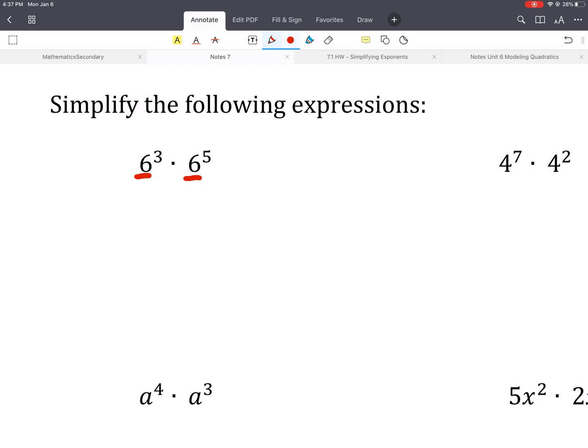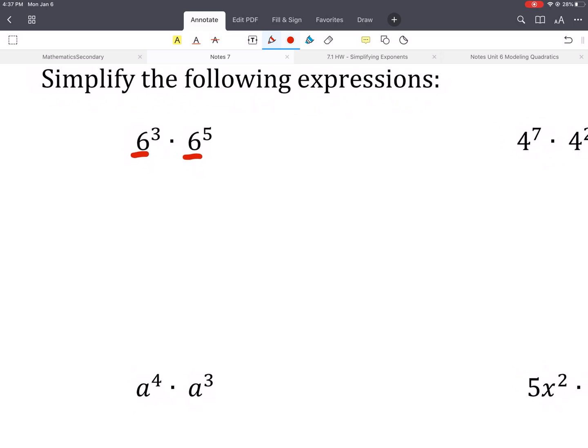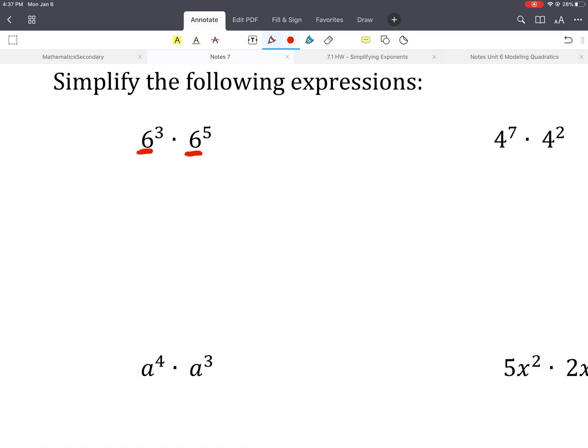All right, so we're going to start by expanding these expressions and see what we end up getting. So 6 to the third, well, that's just 6 times 6 times 6. And then we're going to multiply that by 6 to the fifth. So that would be 5 sixes. So 1, 2, 3, 4, 5.